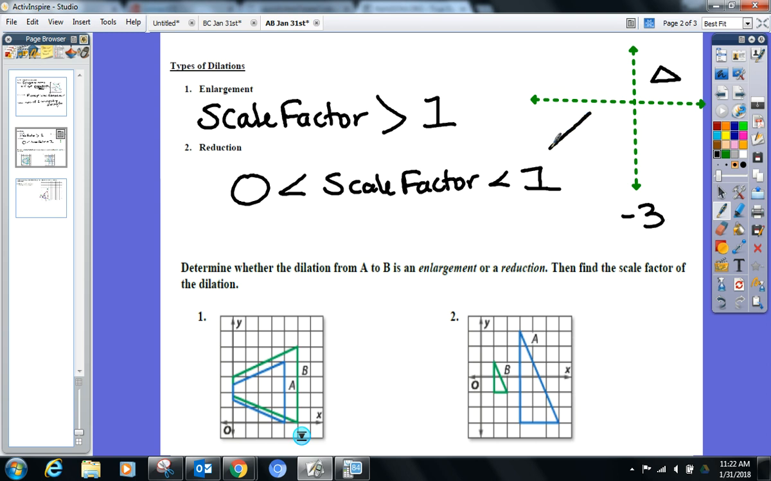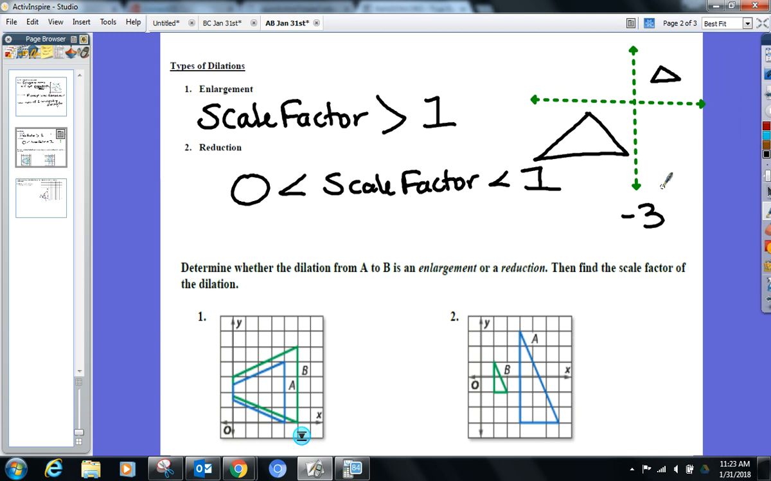So here is what the resulting triangle would look like. It's going to get bigger because it's the 3, and the negative makes it go through the origin. So yes, it is possible to have a negative scale factor.